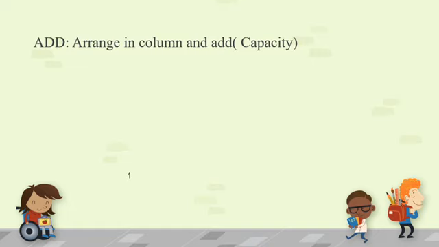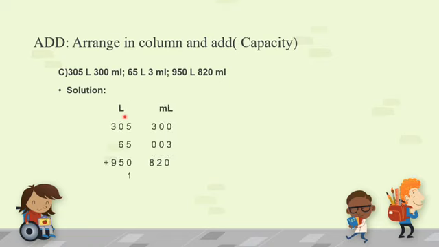Now, addition of capacity. Arrange in column and add. Here the addition will be just the same. Same process, same concept you have to follow. Only here the units will change. Here liter and milliliter columns will be made. Same way you will arrange the numbers: 305 liter, 300 milliliter, 65 liters and 3 milliliter.